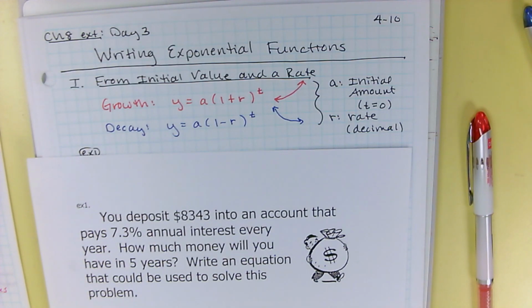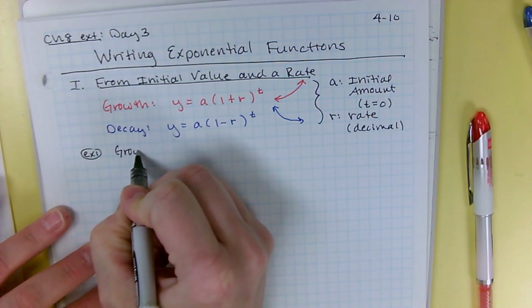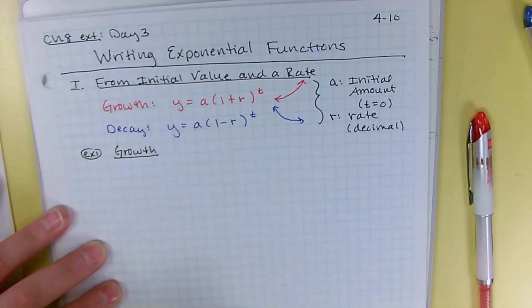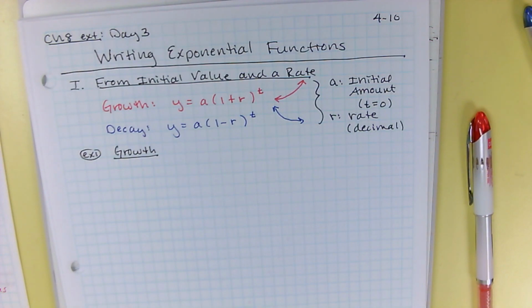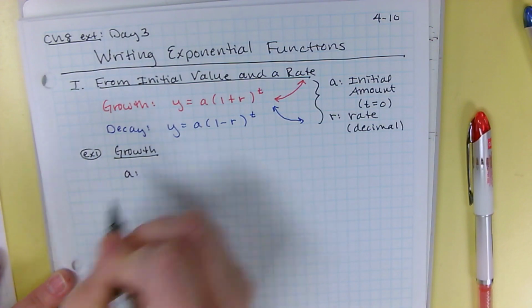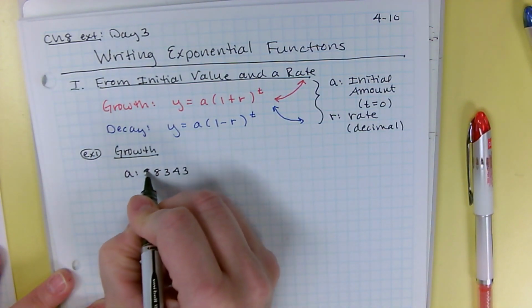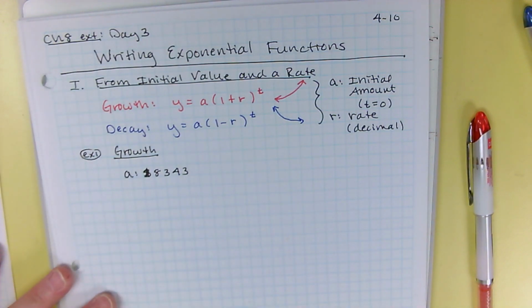So can someone tell me, is this growth or is this decay? It's growth, yeah, because you're getting 7.3% interest, which means your money is going up. So that means the equation we're going to use is the growth equation. Then you want to identify what numbers you've been given. In this equation, your a value is $8,343. That's how much you started with.